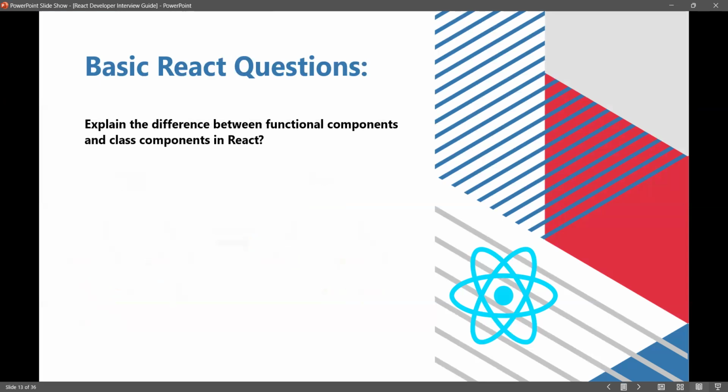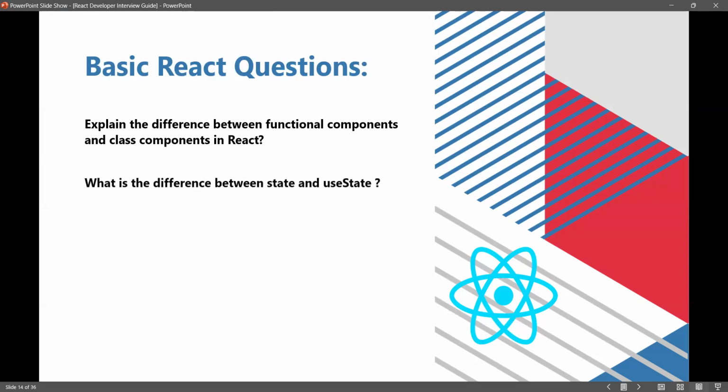Explain the difference between functional components and class components in React. Functional components are simpler and written as regular JavaScript functions. Originally, they didn't manage state, but with React hooks, they can now handle both state and side effects, making them much more powerful and flexible. Class components, on the other hand, are written using ES6 classes and can manage their own state and lifecycle methods. However, with the introduction of hooks, functional components have become the preferred choice because they make the code cleaner and easier to work with.